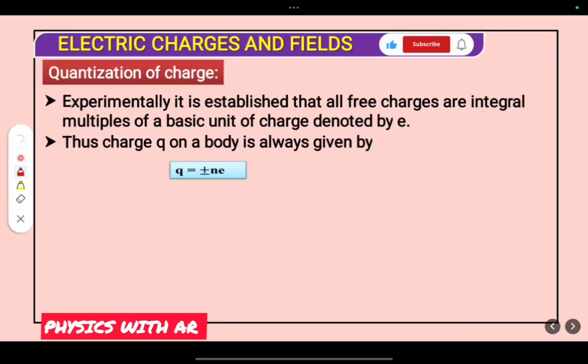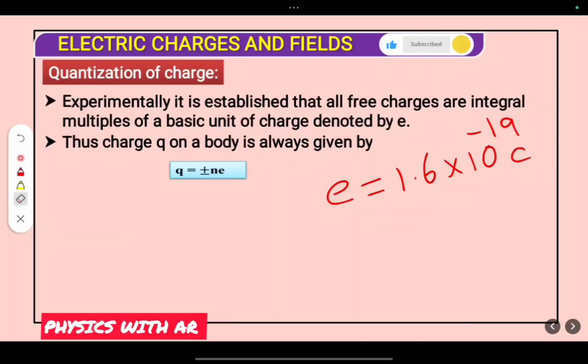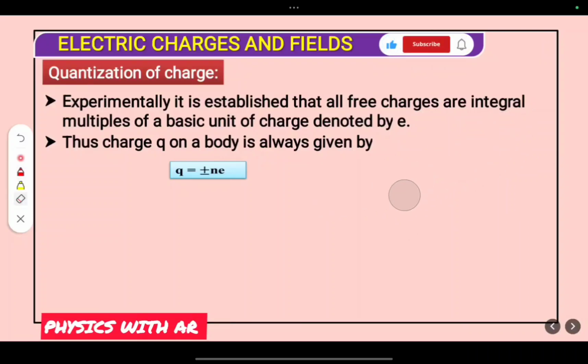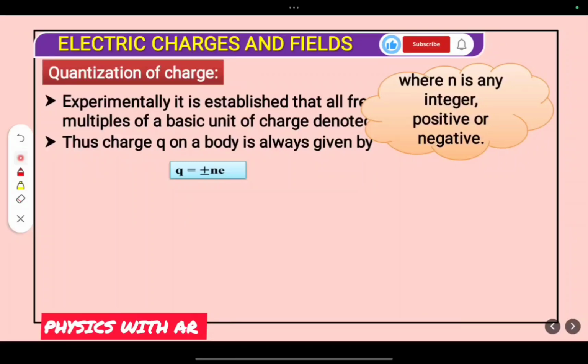Here, the E value is 1.6 into 10 to the power of minus 19 coulombs. This is the basic unit of charge. For positive we use plus, and for negative we use minus. So, in simple form, charge is quantized, which means Q equals plus or minus N E, where N is any integer, either positive or negative. Because charges can be positive or negative, N is an integer.